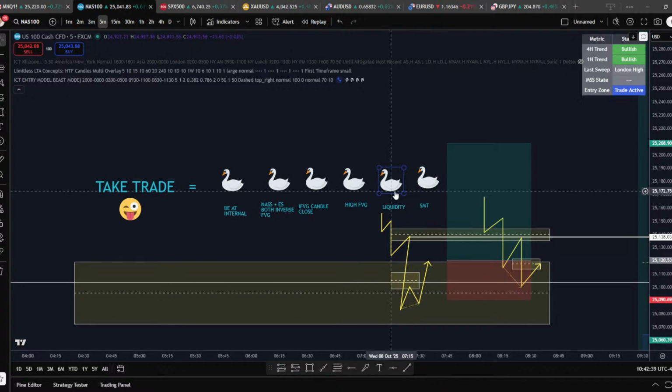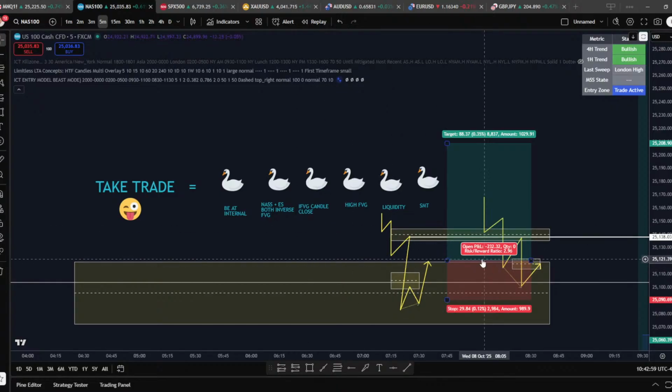This one drops off. Now you have a 60 to 70%. Liquidity drops off. You're not sweeping liquidity. Now that 60% goes to maybe 40%. Delivering from a higher time frame fair value gap, now you're at 30% if you don't have these three things.